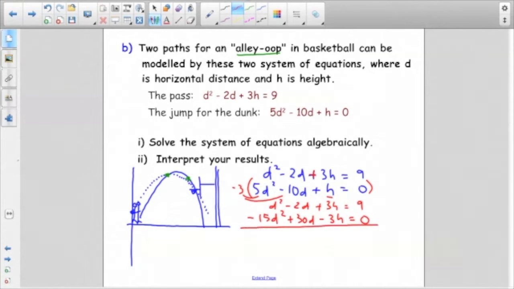Okay. Now we're going to add those up. So there's our elimination, which we wanted. So we have negative 14. All right. Now we're going to move this over.